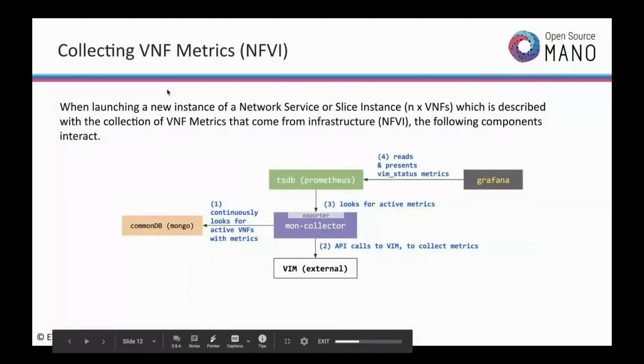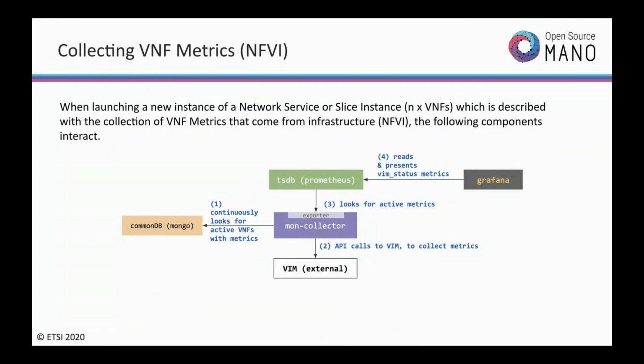Collecting VNF metrics. We have two types of metrics that we can collect in OSM. We have the metrics that come from the NFVI, which are provided by the VIM. In the case of OpenStack, for example, it would be by the Gnocchi API. In the case of VMware, it would be by the vROps APIs. In the case of Amazon, it would be CloudWatch, and so on.